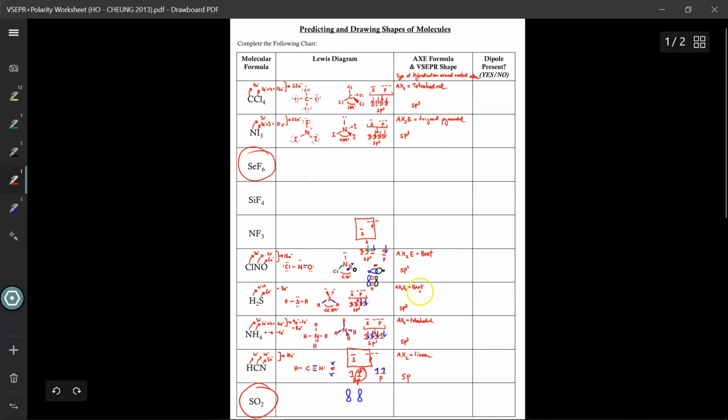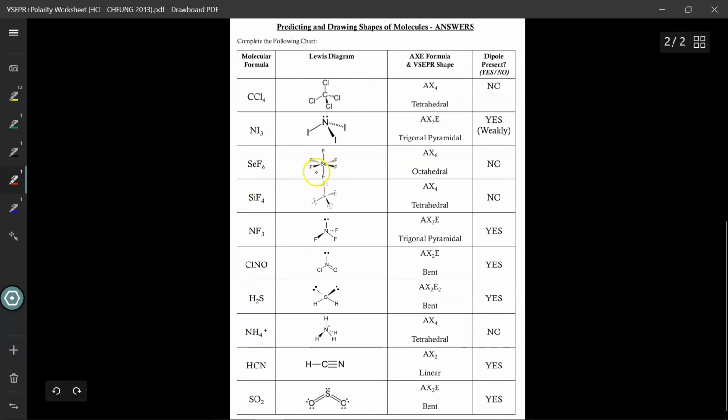So going back to this worksheet, you should be able to do SEF6 now. If you look at the answers on the back, it is an octahedral AX6 shape. I don't think you need me to go over this one, but SO2, now that's a special case. Let's try this one out together.